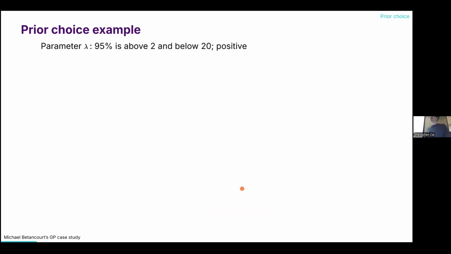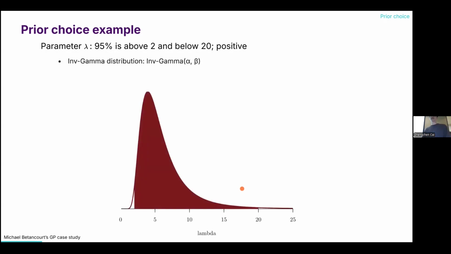And the last example, imagine you have a parameter where, from your domain knowledge, 95% of the probability mass is between 2 and 20, and it has to be positive. How do you find a prior for that? You can use an inverse gamma. Inverse gamma has 2 parameters. You can play with that, even do a simulation, and end up with a distribution that makes sure 95% of the probability mass, shown by this red area, is from 2 to 20, okay?